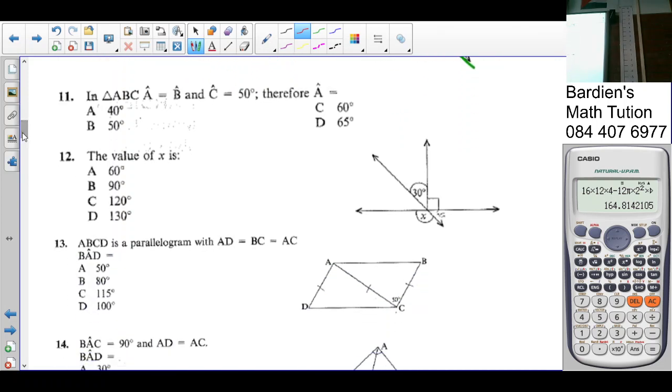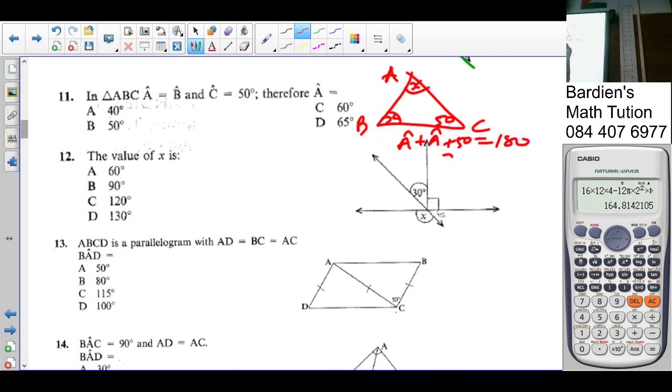Just looking at number 11. In triangle ABC, angle A is equal to angle B, and C is 50. So if that's x and x, will give you the same thing. Not so? So we can say A plus B, which is also angle A, plus 50 equals 180. Sum of triangles. So twice angle A is going to be 130. Divided by 2 is going to give you 65. Which makes the answer D.